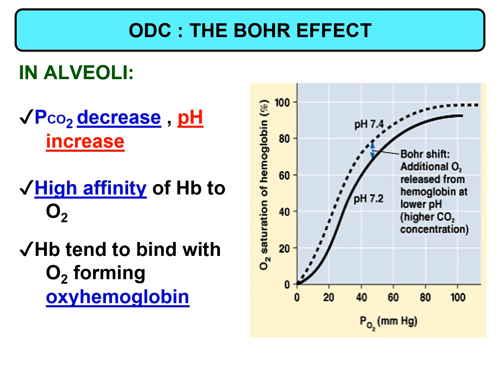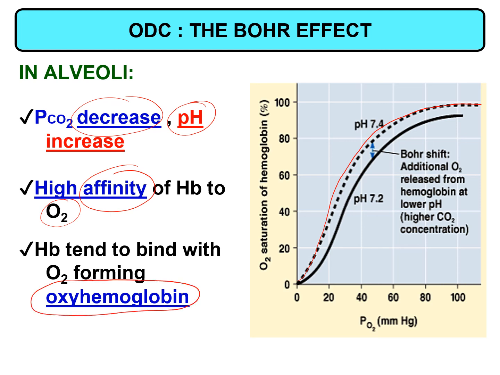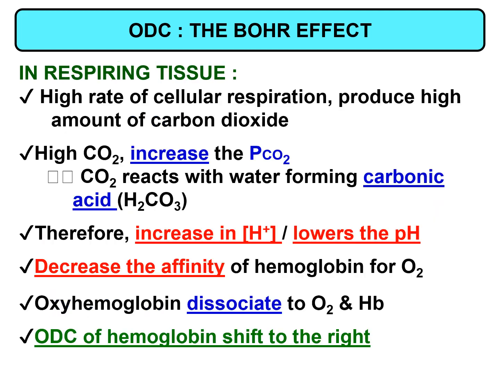So in alveoli, partial pressure of carbon dioxide decrease, pH increase. Okay, when pH increase, it is an indicator that the hemoglobin needs to load the oxygen. That's why at higher pH, the ODC is at the left side. When it's at the left side, it shows hemoglobin has higher affinity towards oxygen. So meaning that more oxyhemoglobin are formed.